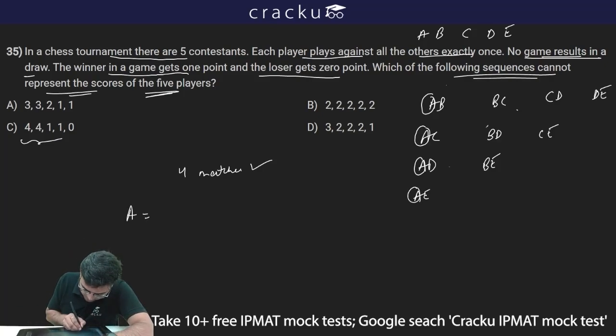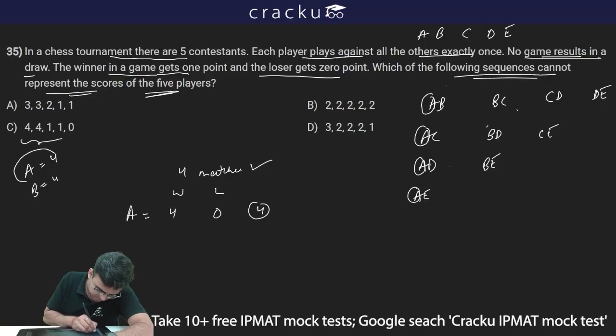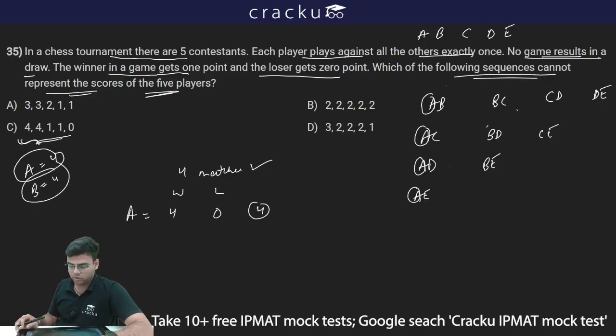So what is the number of points? A is winning 4, losing 0, so he can get 4 points. Let's say A got 4 points and B also got 4 points, as per this option, which is option number C. So A got 4 points, B got 4 points.